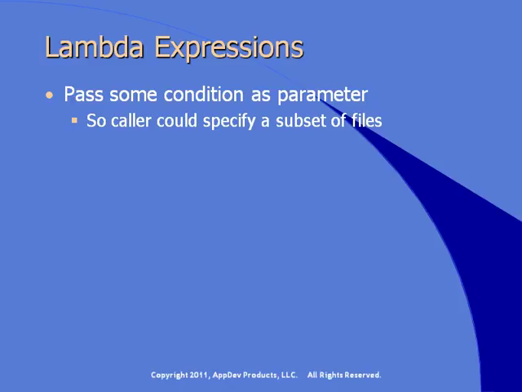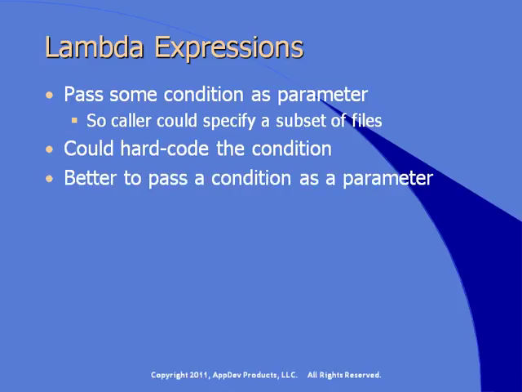As it is now in our examples, we're getting all of the files in a folder in the output list. What if you wanted to say, I only want files where the size is greater than 10,000 bytes? Well, you could hard code that condition in the procedure. And every time you wanted a different condition, you create a different procedure. It might be better to pass that condition as a parameter. So you pass basically a where clause as a parameter to your procedure.